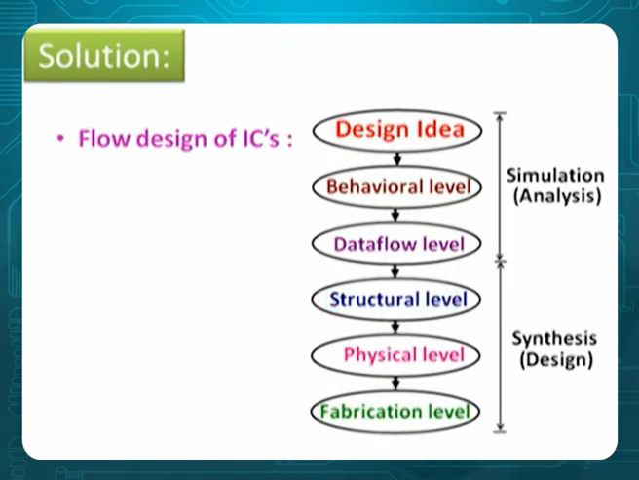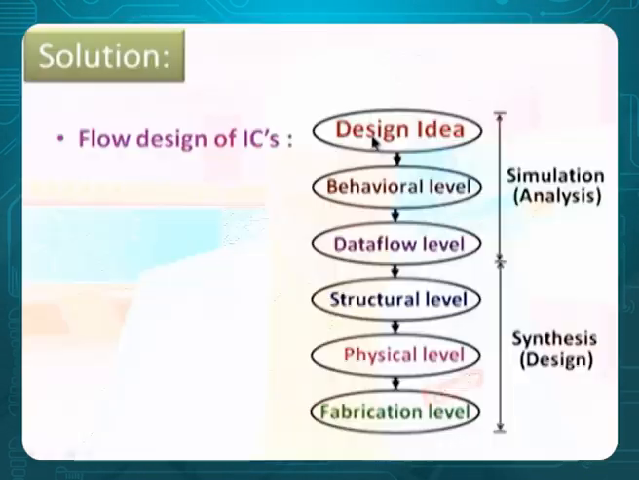Solution. When you're fabricating an IC, look at these steps. There are generally 6 levels. First one, design idea. Second one is behavioral level. Third one, data flow level. Fourth is structural level. Fifth is physical level. Sixth one is fabrication level.